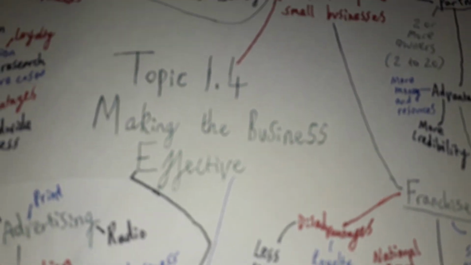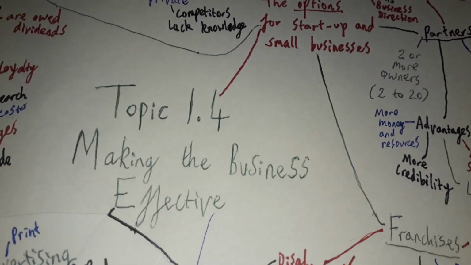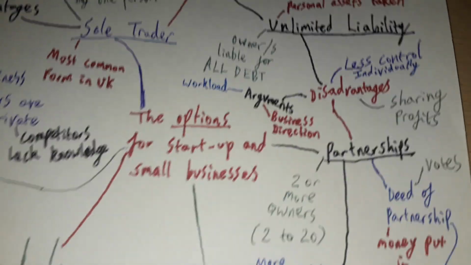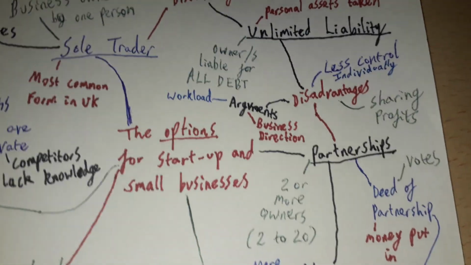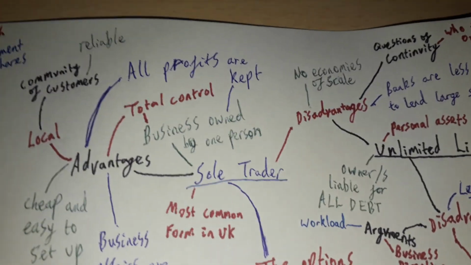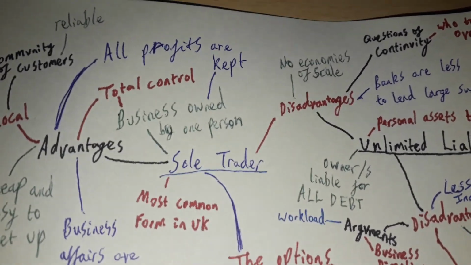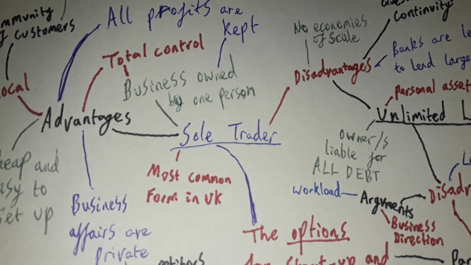Today we're going to be looking at topic 1.4, which is all about making the business effective. So the options for startup and small businesses. This is all about what businesses they can become. So a sole trader. A sole trader is a business owned by one person. It's the most common form of business in the UK.